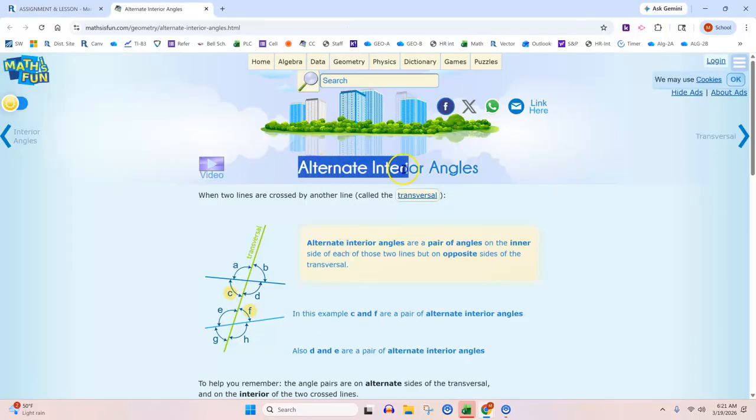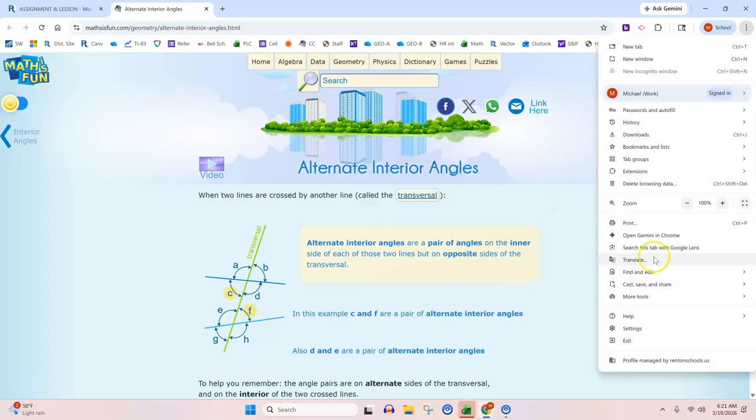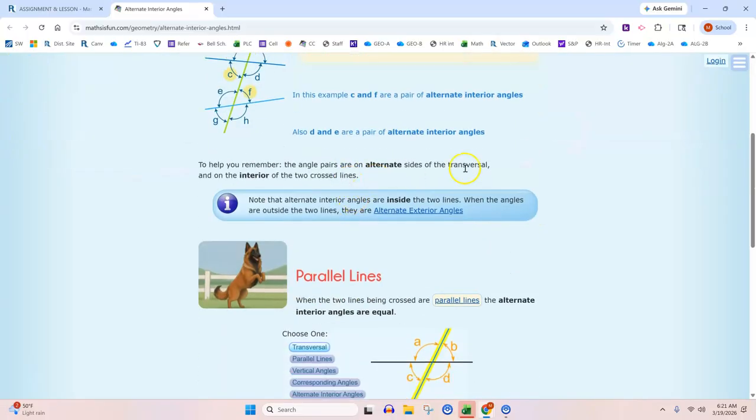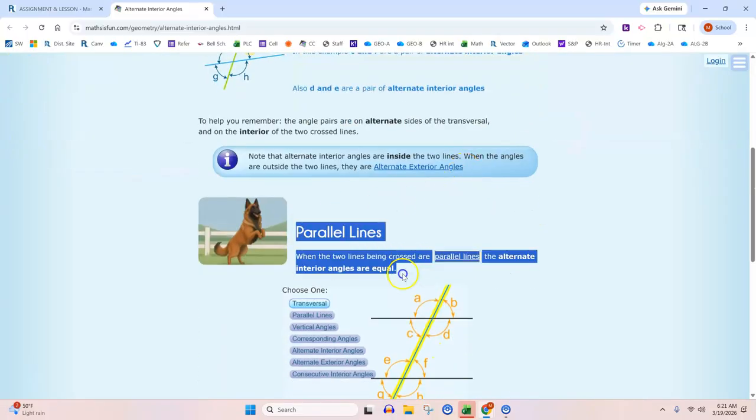This is something we learned in the first trimester. It's called alternate interior angles. Make sure that you translate it if you need to, and read this. It's not very long. It's just right here. Only this part right here. Okay, so what happens is, and let's do this one right here. Focus on this part right here.